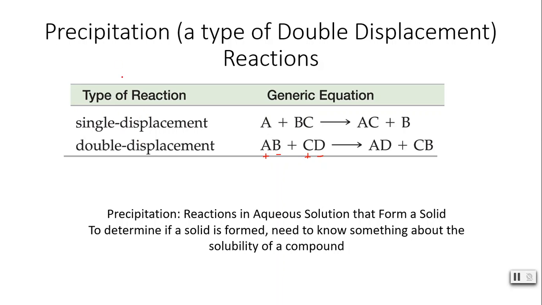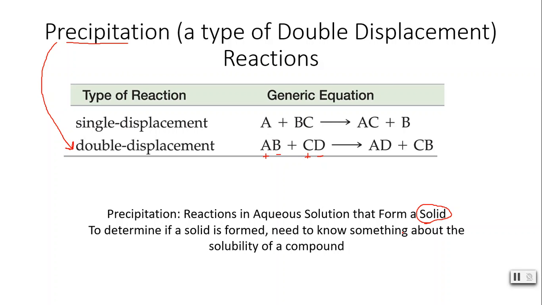But what you should know now is that precipitation reactions, which is what we're going to focus on for the next 2 or 3 videos, are a kind of double displacement reaction, and in that double displacement reaction, one of the products that is formed is a solid. That solid is called the precipitate. So precipitation reactions are double displacement reactions. They form a solid, or a precipitate, as one of their products.